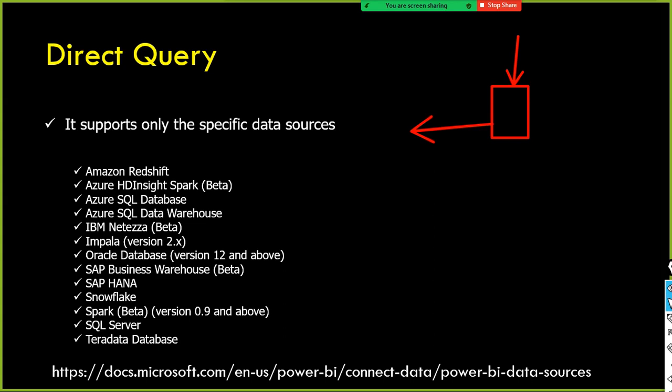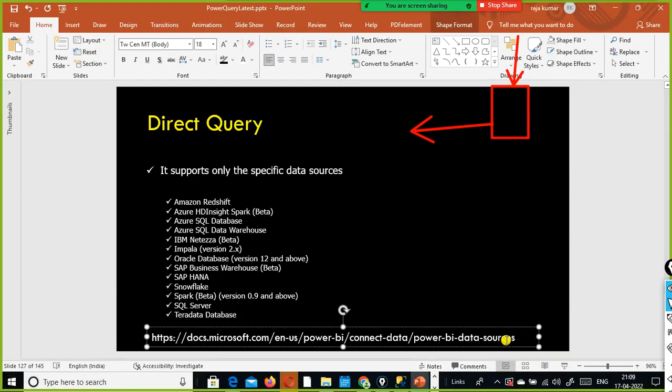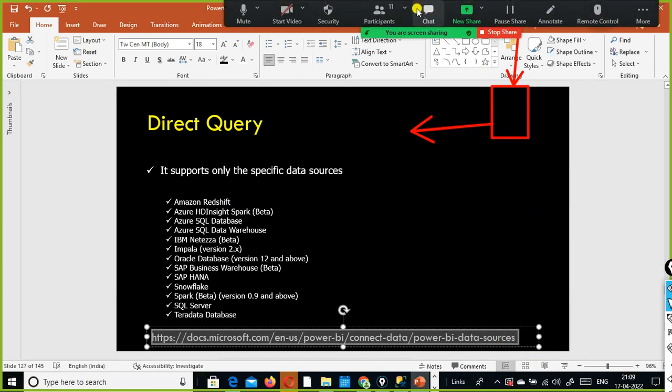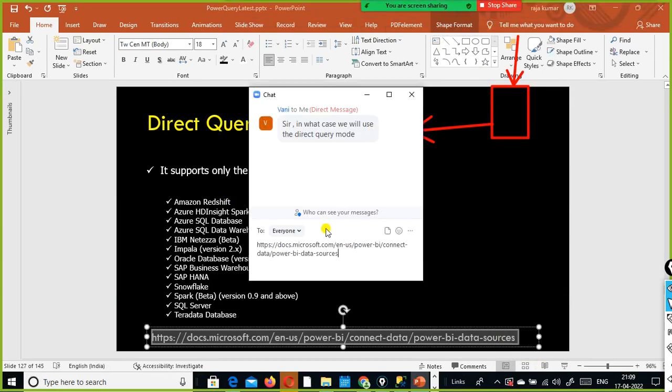Okay, so only a limited or specific set of source systems you can connect with in direct query mode. If you want to see which data sources you can connect with in direct query mode, you can go to this link. Okay, connect data, and for example, if I just click on this, I'll just share it with you all in the chat window also.